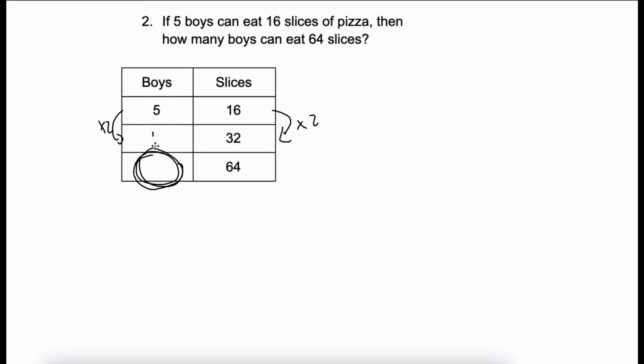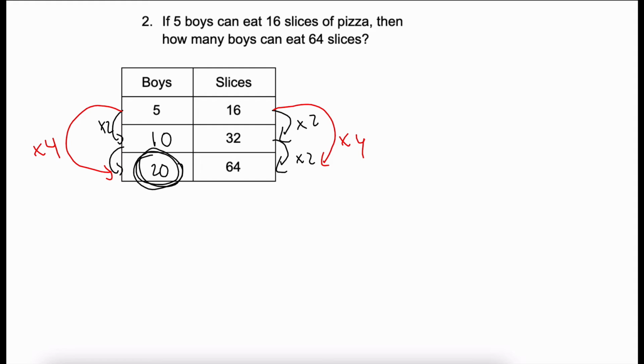That would mean that if 5 boys can eat 16 slices, if you double that, 10 boys can eat 32 slices. And to get from 32 to 64, you could just do times 2. And so 10 times 2 would get you to a final answer of 20. You could have gotten there in just one step, though. 16 times 4 is 64. So 5 times 4 gets you to 20 as well. Ultimately, to answer this actual question, 20 boys can eat 64 slices of pizza if 5 can eat 16. But to complete the full table, there's all of the work to get that table completed. Pretty straightforward, fairly easy numbers.